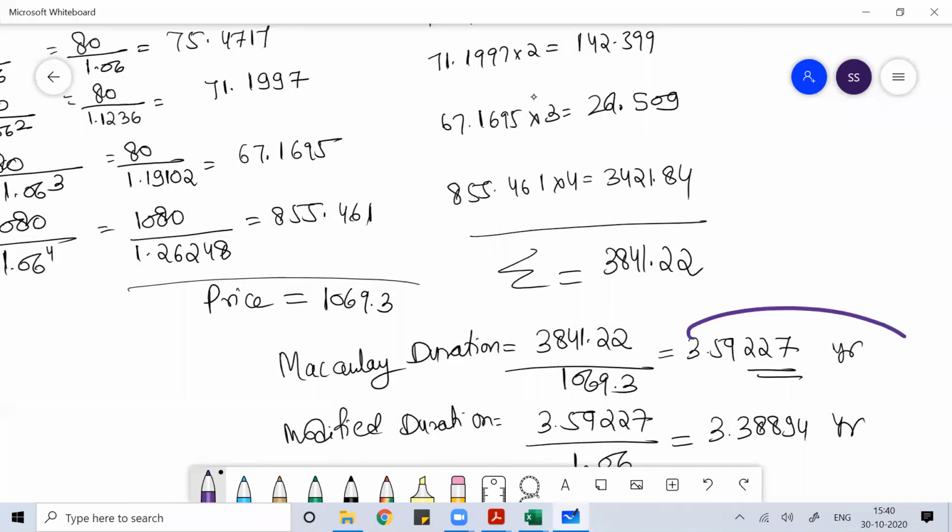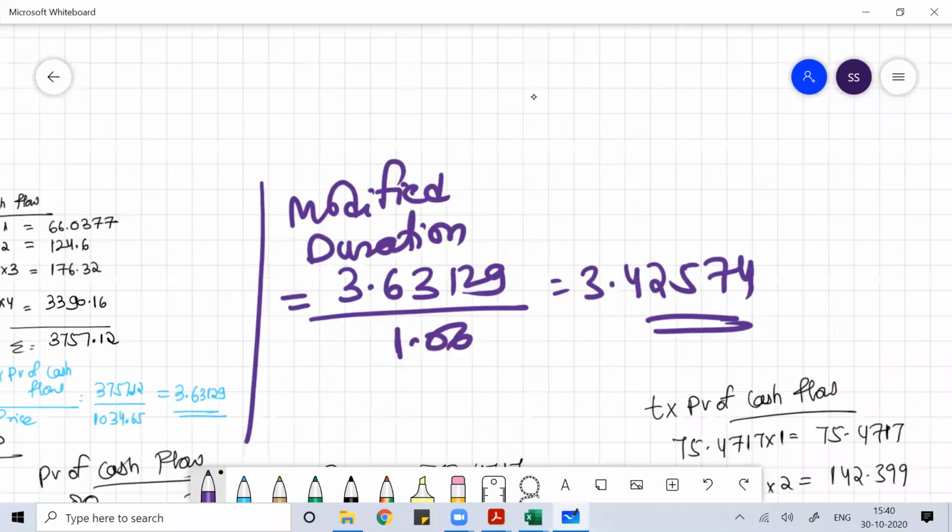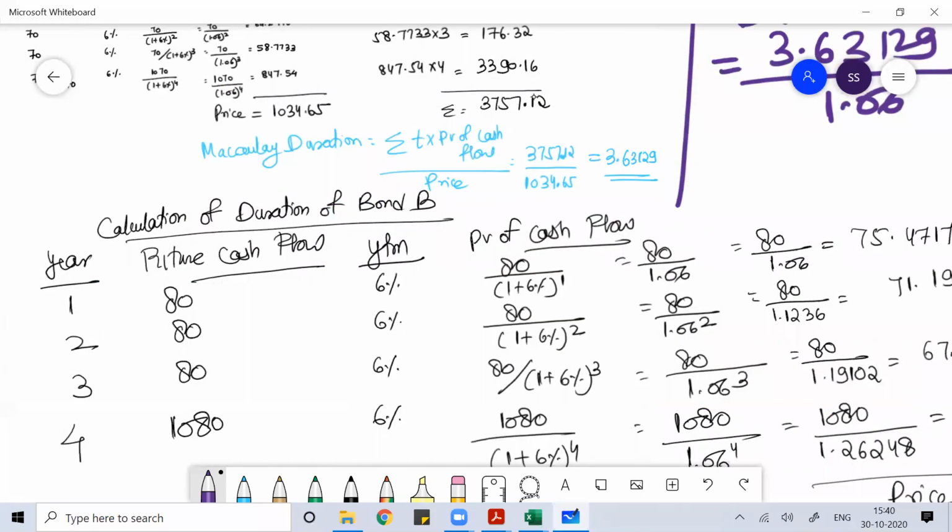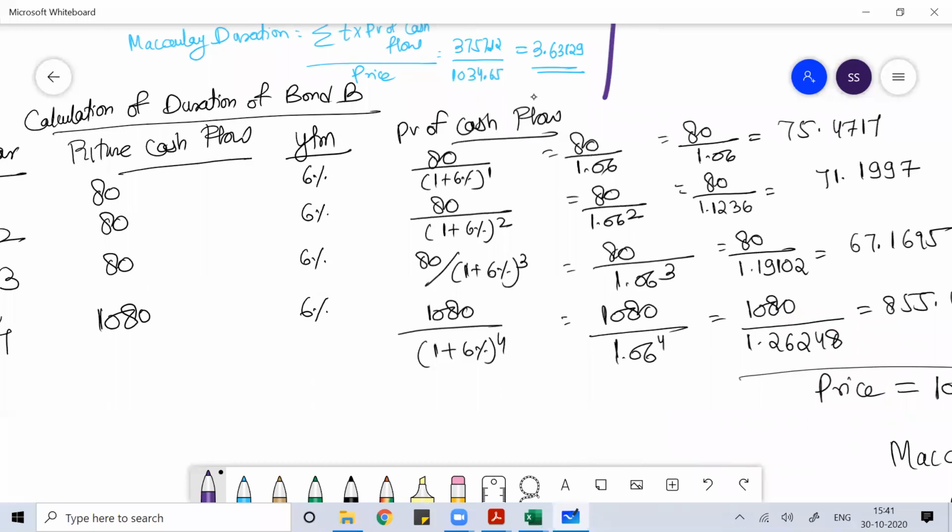Fine. So you can see we did the numerical for the duration. Duration, which is considered to be a very difficult portion, is actually very easy. You can do it step by step very easily without any problem. Anyone, any question, any doubt?